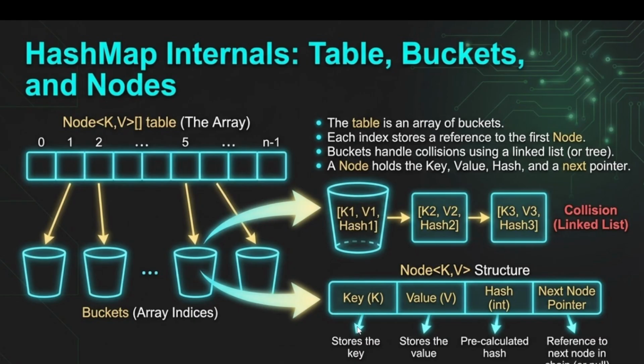The node consists of a key, which stores the key. Suppose we insert data into the map, the key and value. The key we are inserting is called the key, and it stores the key and the value we are sending. And hash, as we discussed, is also added into the node. What is hash? Based on the key, it will generate a hash code. Based on the hash code, it will find the index. Based on the index, the data will be added to that specific index. Each index stores the reference to the first node.